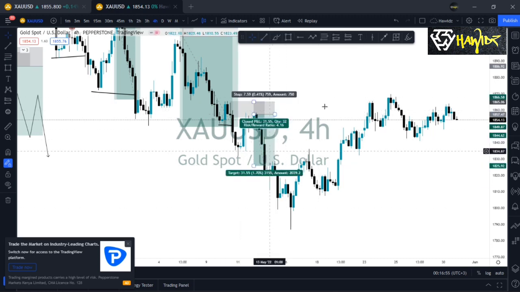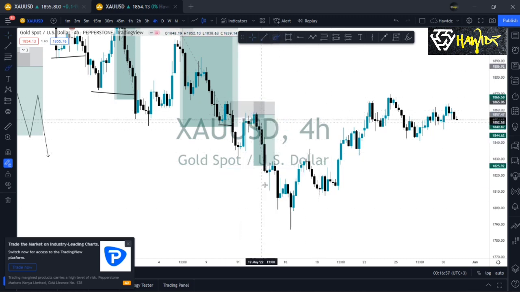Okay, so we had this break here, this break, that break, this one, and the test, and then price failed to break here. As you can see, there are no body candles closing below this wick. So if price failed to break here, what's it doing? Lo and behold, price comes to break here.